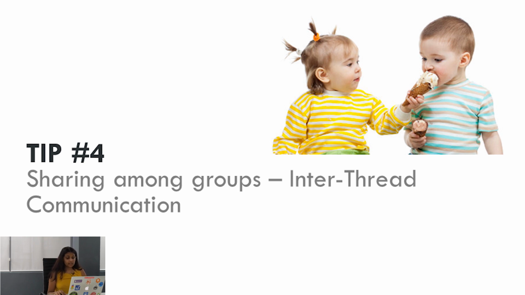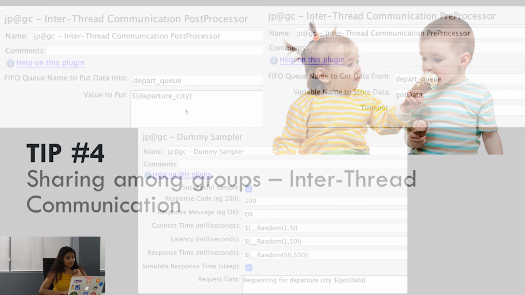Next tip, tip number 4, is sharing among thread groups, right? For this, we use something called inter-thread communication. This is actually very helpful. Again, this is rarely used. We tend to use a BeanShell script or something of that sort to transfer the data from one thread group to the other. There are lots of instances where you want to transfer tokens from this thread group to the next thread group, and most of the people I've seen use BeanShell. But there is something called inter-thread communication, and I will just show it to you over here.